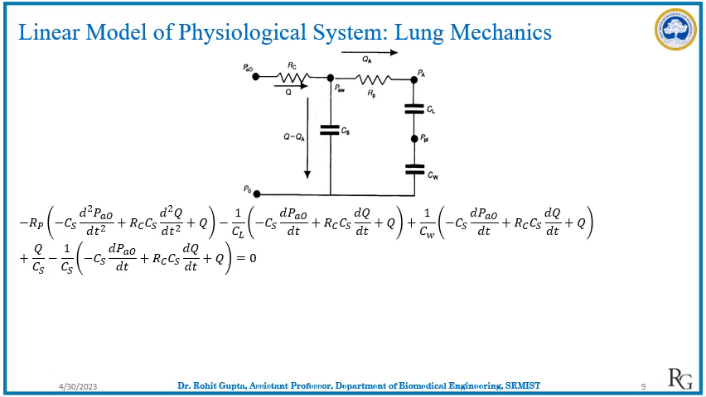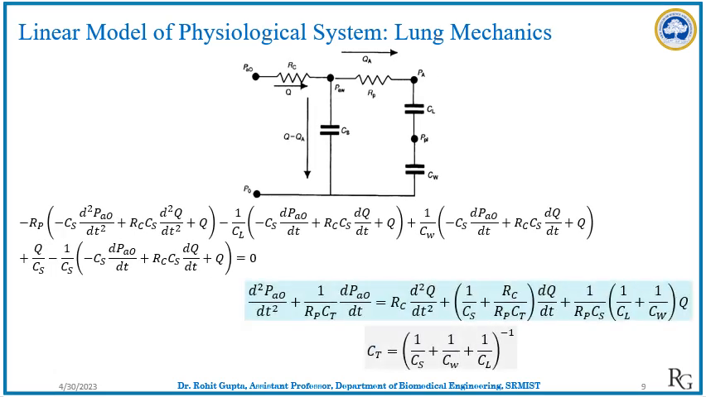And finally, if we solve this particular equation, this will be the final equation that represents the human lung mechanics. So this is a second order equation which relates the input pressure and the input, we can say, the airflow volume in the lungs.